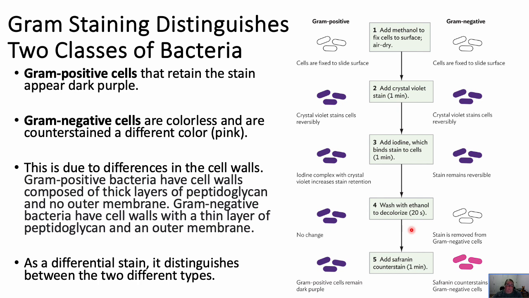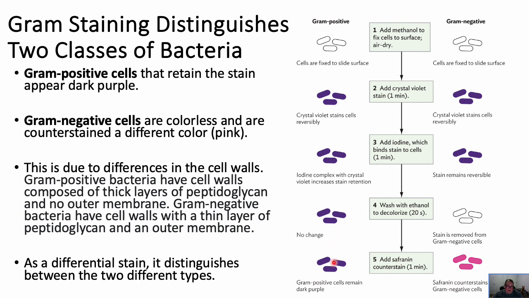Okay, the last step is what we call the counterstain step. Okay, so we need to color these now colorless gram negatives so we can actually see them. So the counterstain that we're going to use is the stain called safranin. So this is a pink dye. Okay, so we're going to add our safranin to our sample, and we're going to let it sit there for a minute. When our minute's over, we're going to rinse it off and blot, and then our sample is going to be ready to view underneath the microscope.